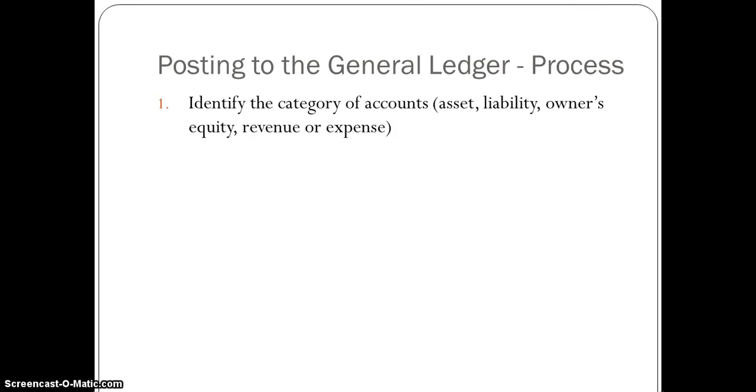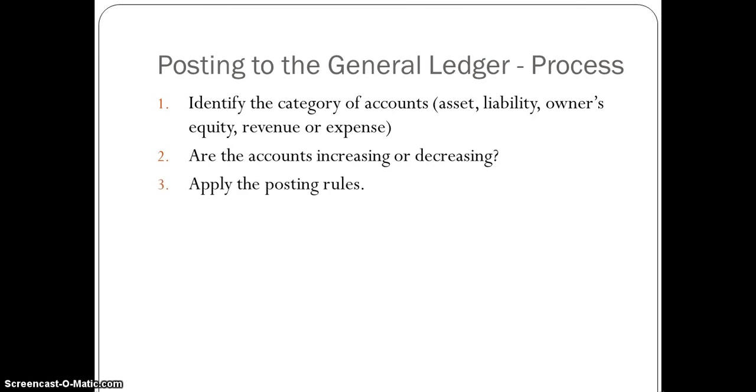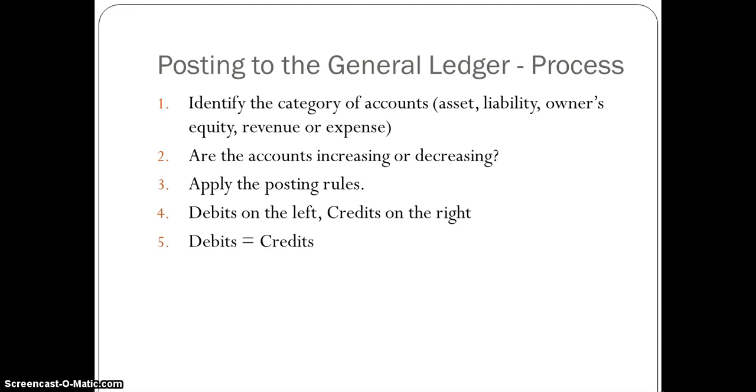So here's a quick recap on the posting process to the general ledger. Firstly, you want to identify the category of accounts affected by the transaction. Are the accounts increasing or decreasing? Apply the posting rules that you've copied down from earlier in this video. In your ledger accounts, put your debits on the left, credits on the right. Debits will equal your credits, and then make sure you date and cross-reference the transaction.